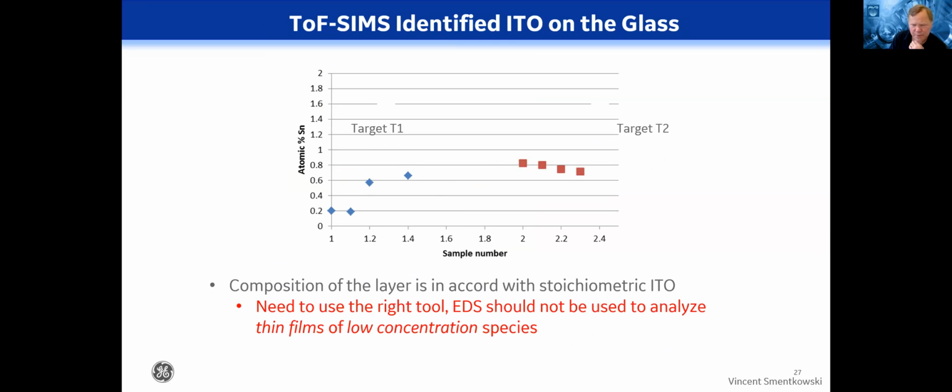So this is one of the many examples we have where, with the interaction volume of EDS, you're pretty much sampling right through the layer of interest and sampling the underlying material. So it's very important, especially when I'm looking at low-level species that may be present at low concentrations, to select the technique that has the correct sampling depth and can provide the most robust answer.